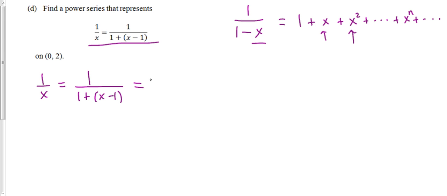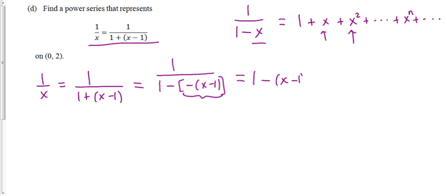So we're going to have to do the same kind of trick that we did in part B, which is to put 2 extra negative signs in there. So this is going to be 1 minus negative x minus 1. And when we do that, then we can write this as a power series, and it's going to be 1, and then I'm going to take this and substitute it in everywhere I have an x. So my first term is going to be minus x minus 1.